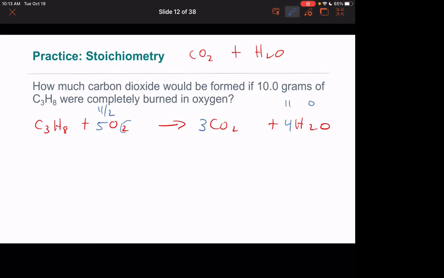No, you don't. I can tell. So you got an odd number on the right. So it was easy before. We had 10 oxygens total, so we put a 5 out here. 5 times 2 is 10. Now the oxygen's balanced, right?